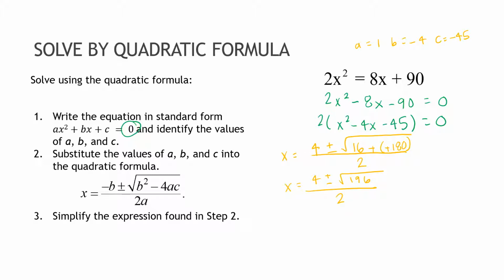Turns out 196 is a perfect square, so always check it with your calculator. So this is actually 4 plus or minus 14 divided by 2. So I'm going to find my two answers by taking 4 plus 14 divided by 2, or 18 divided by 2, which is 9. And then I'm going to take 4 minus 14 divided by 2, which is negative 10 divided by 2, which is negative 5. When I get nice numbers like this, it tells me that I could have factored it fairly easily. But those are my two solutions, x equals 9 and x equals negative 5.